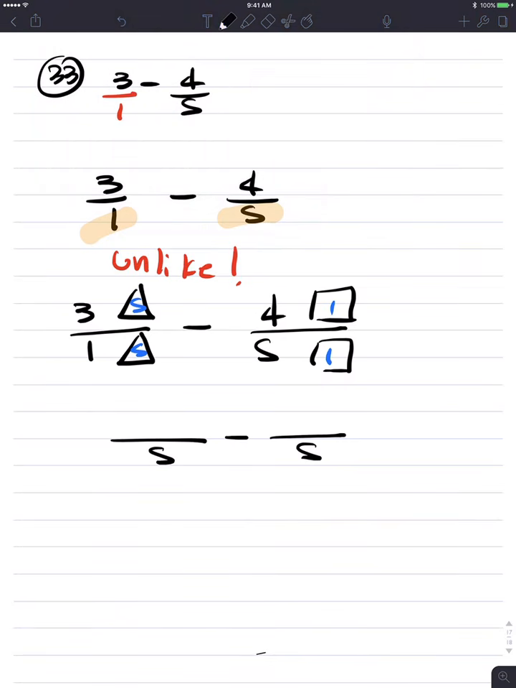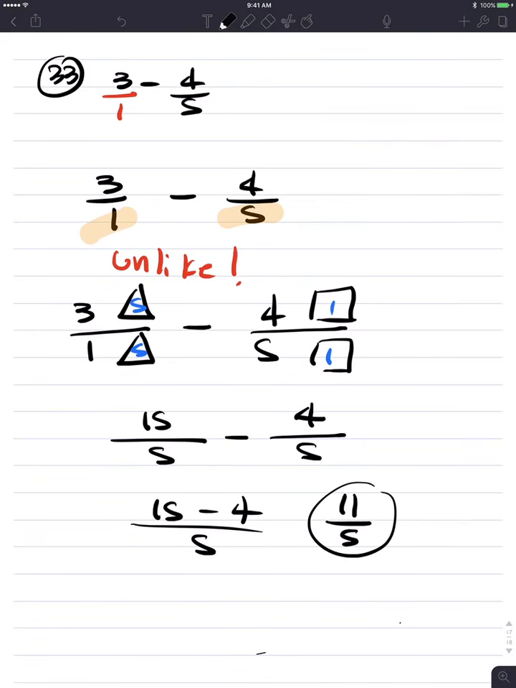3 times 5 is 15. 4 times 1 is 4. We now have to do our arithmetic. 15 minus 4 over 5, we find this is 11 over 5. LCM of 1 and 5 is 5. Notice both of these numbers are prime and they do not cancel. This is number 33.